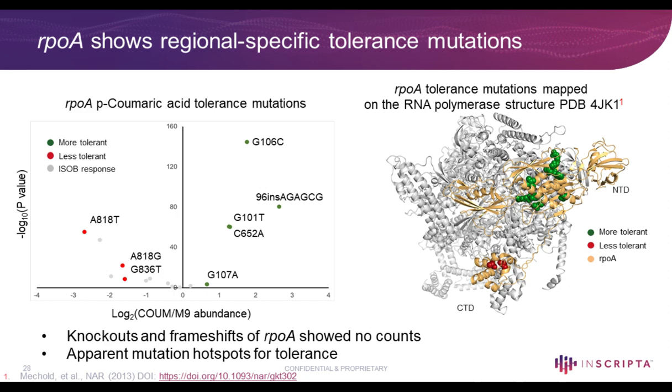Mapping those now onto the right structure, with rpoA shown in wheat, we can see how those mutations would impact the amino acids, and that gets colored now onto the RNA polymerase. We see that the mutations that make the cell more tolerant to coumaric acid are colored in green and clustered into a specific region on the N-terminal domain of the RNA polymerase. Meanwhile, those mutations that make it less tolerant are clustered on the C-terminal domain.